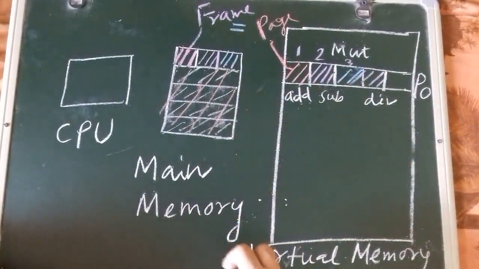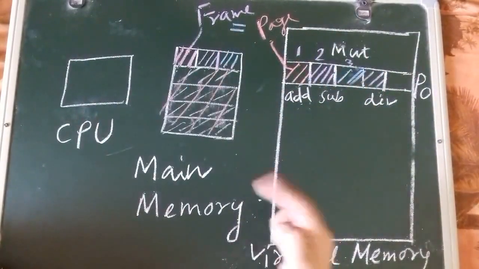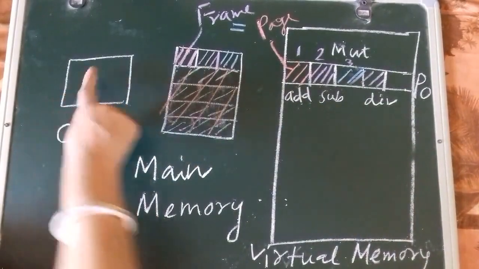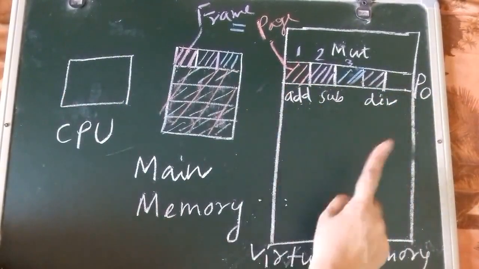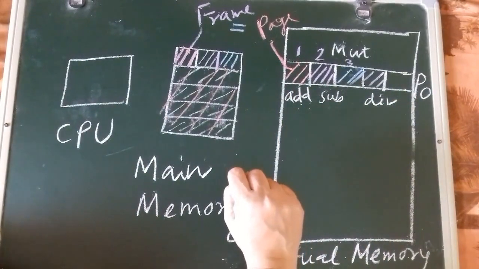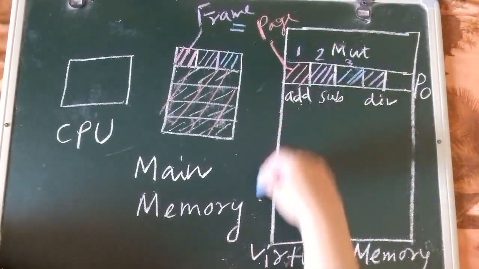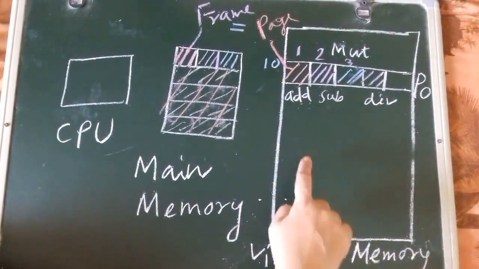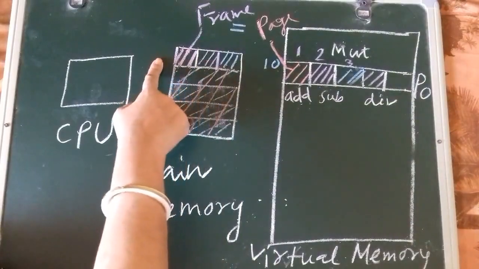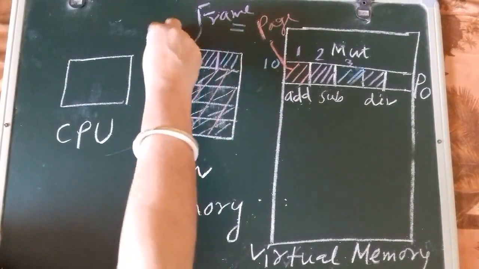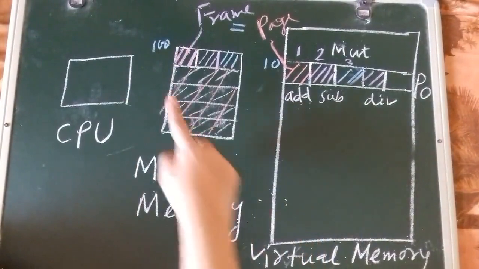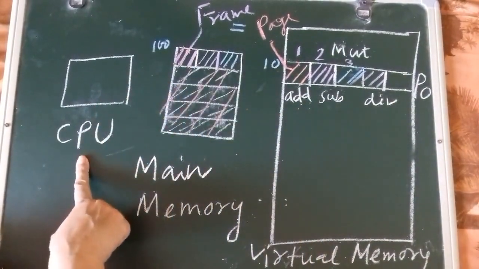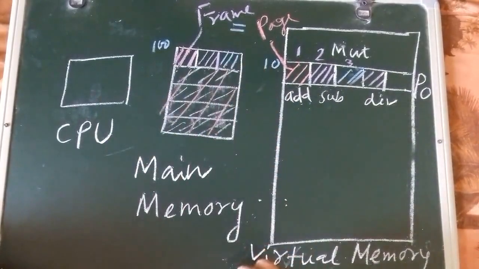Now when the division part is referred to by the CPU, the CPU will generate the logical address. Logical address means the program's actual address when it is stored in the virtual memory. Let us assume this is the 10th address in virtual memory. When it is brought to main memory, maybe it is brought to location 100 of the main memory. So this is the physical address, and this is the logical address, the actual address referred to by the CPU.